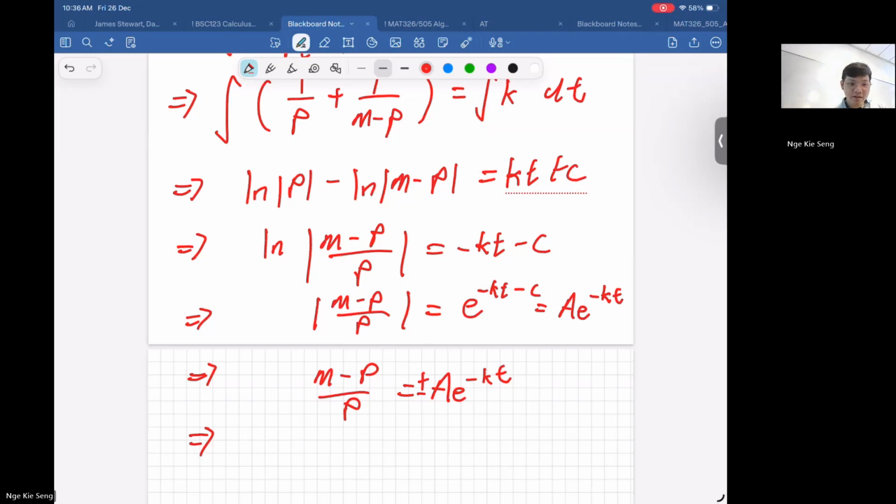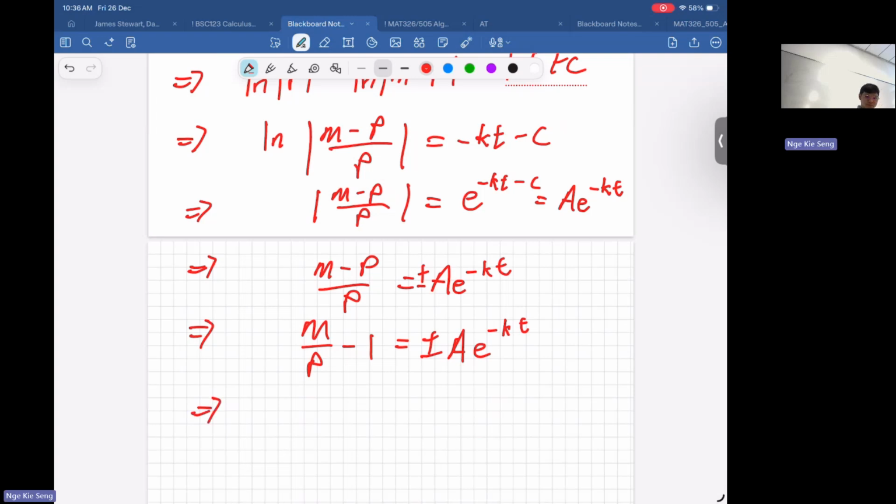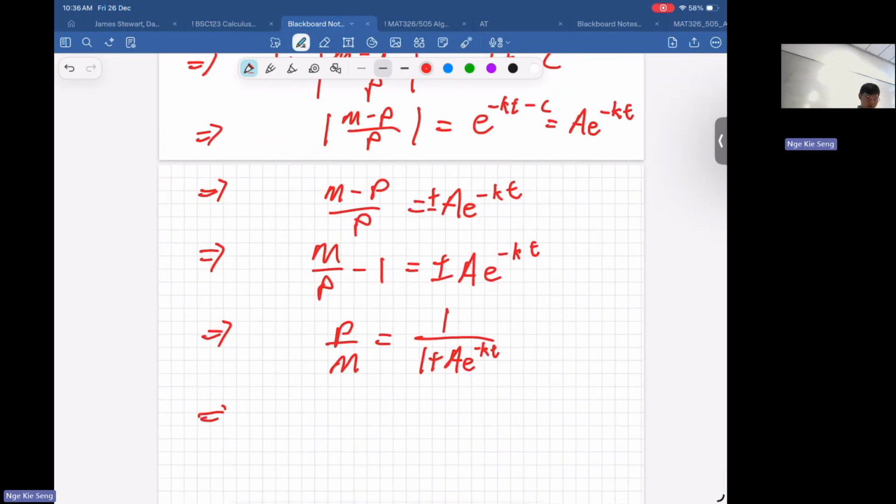Can we solve it? Is it possible to solve this guy here? Can you solve for P? Yeah. So you just keep continuing, simplify it. P over M should be 1 over 1 plus A e to the minus KT, like that, right? And then you just move your M to the other side. So we keep a plus minus, or keep it.